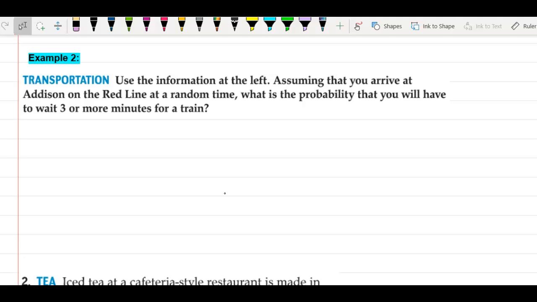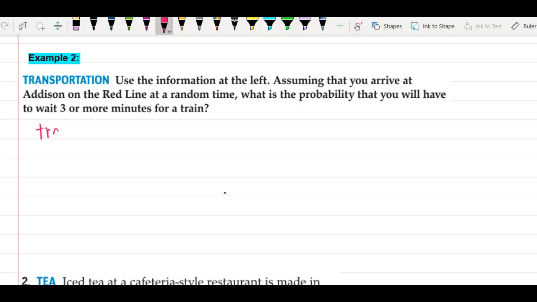All right, so now we're going to talk about probability in terms of sort of a timeline and some sort of interval of time. So we have, you arrive at Addison on the red line at a random time. What is the probability you will have to wait 3 or more minutes for a train? So I forgot to put this in here. But the Chicago Transit Authority train arrives or departs a station every 15 minutes.